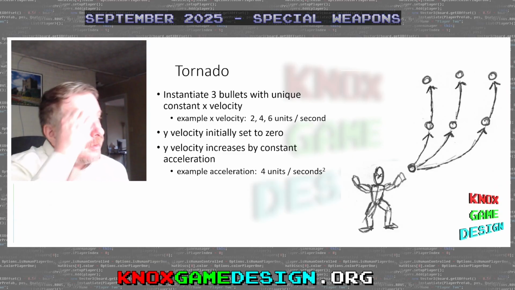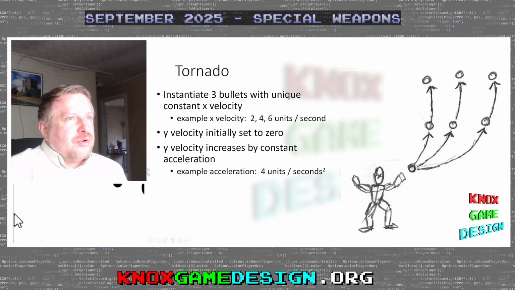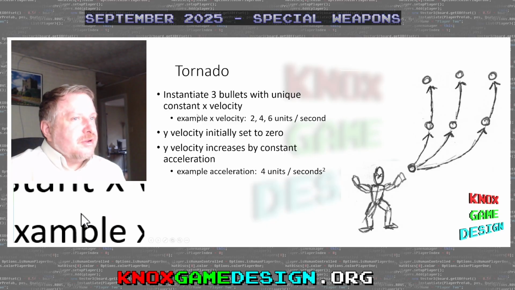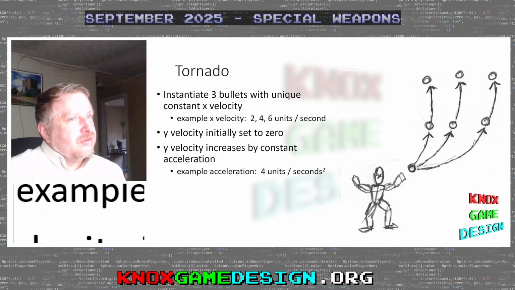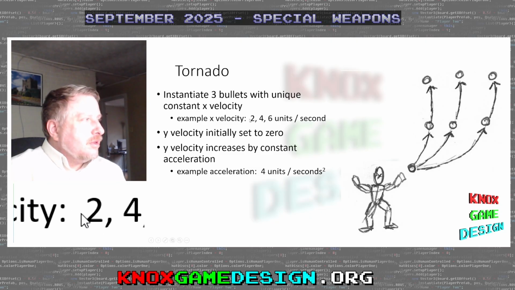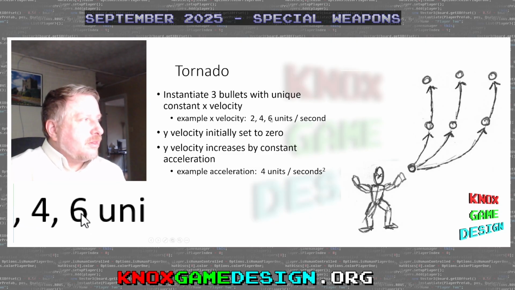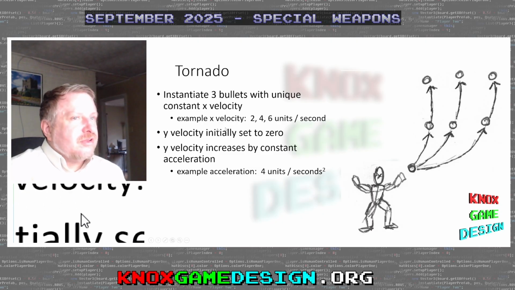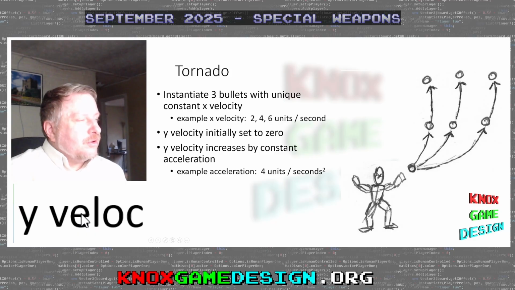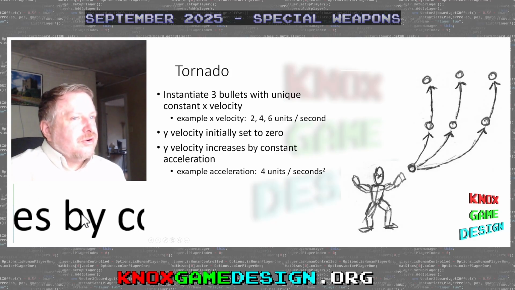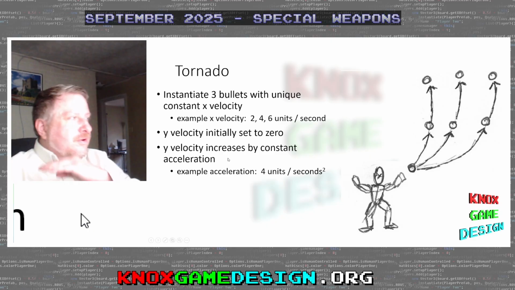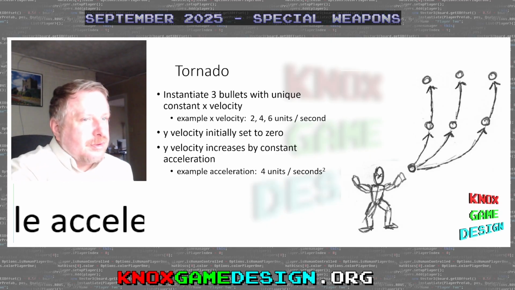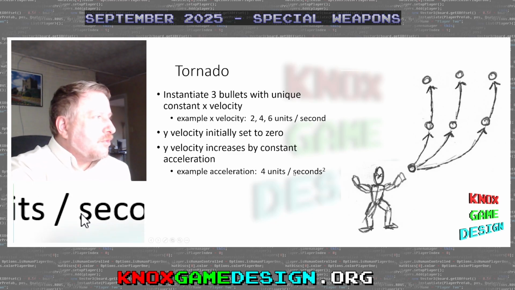So the next weapon I'm going to talk about is a tornado weapon. So we're going to instantiate 3 bullets at the same time. They're all going to have a constant X velocity, but they're going to have different X velocities. So the first one's going to be 2 units per second, the second one's going to be 4, and then the final one's going to be 6. So it's constant X velocity, just different X velocities. The Y velocity is going to start at 0, and it's going to gradually increase by constant acceleration. So they're all going to rise at the same time, but they're all going to have different X velocities, so they're going to spread out a little bit. So an example acceleration is 40 units per second squared.